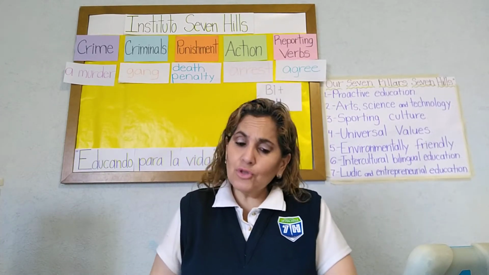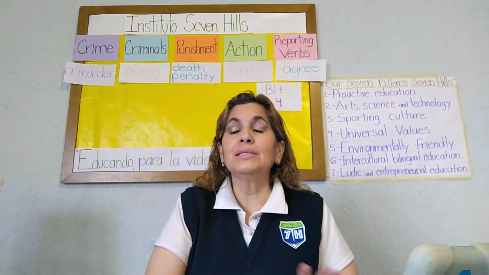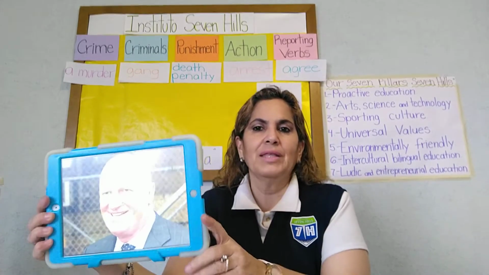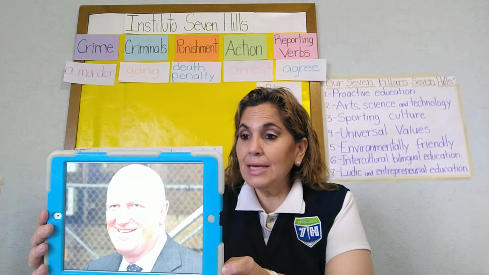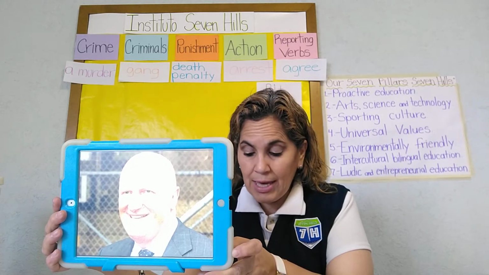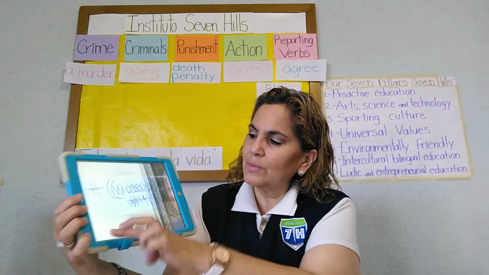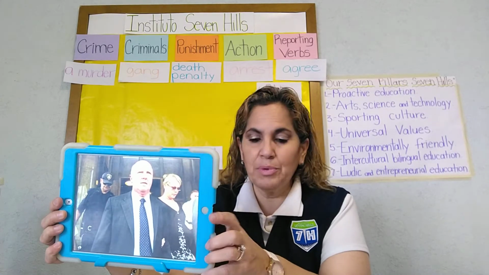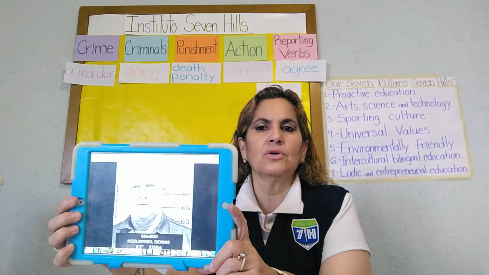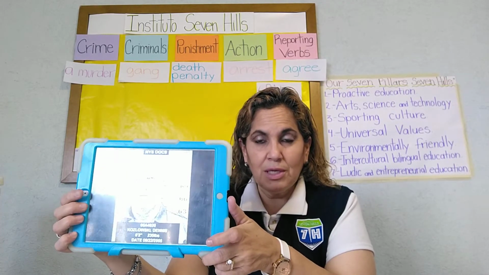Okay, excellent. I'm going to show you some pictures of different persons that committed crimes. The first picture, let me put it like this so that you can see, is Dennis Kozlowski. He was a senior manager and stole from his own company. This is the same person, and here we have another picture of him.